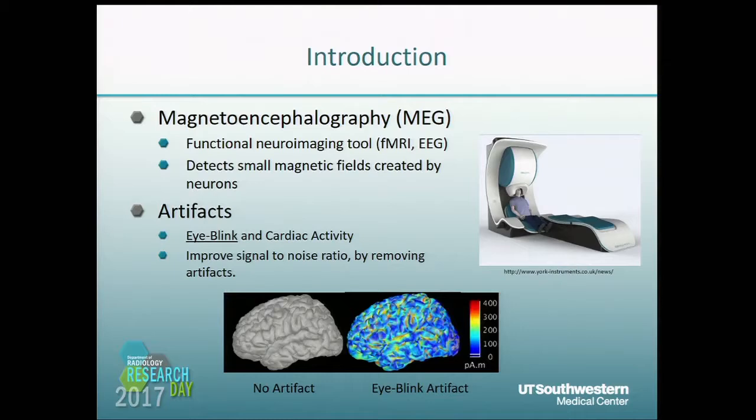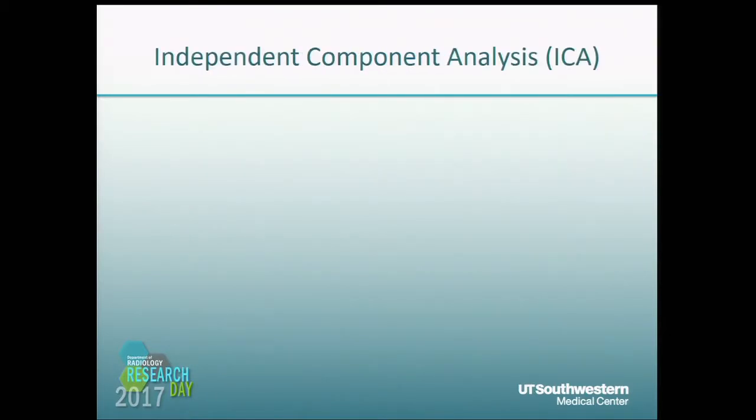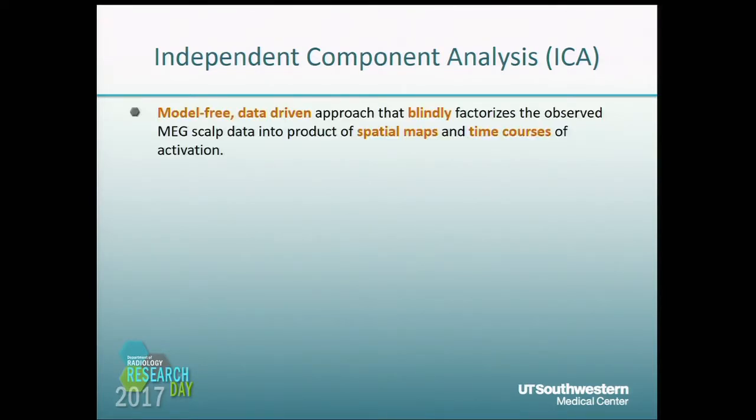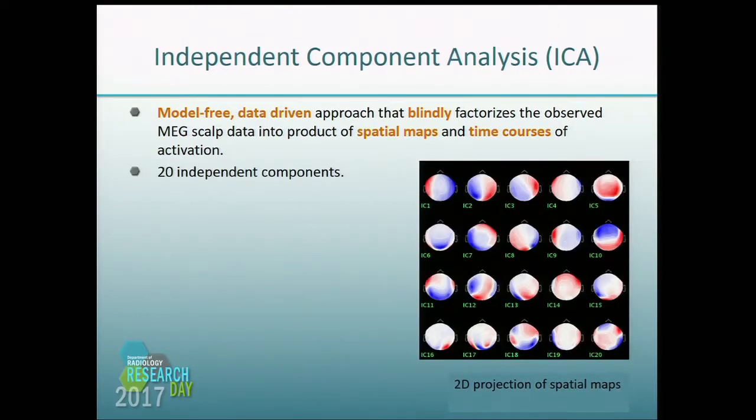In this graphic, we see that on the left, we have a source-based reconstruction of the brain without the eye blink artifact. On the right, we have it with the eye blink artifact, and we can see that the manifestation of the eye blink artifact is diffuse and warrants removal. Our first step is the independent component analysis, or ICA. It's a monolithic data-driven approach that blindly factorizes the MEG data into spatial maps and time courses. We'll be focusing on the spatial maps.